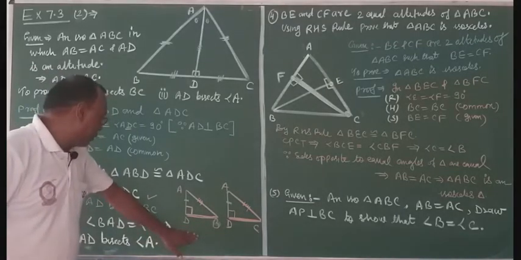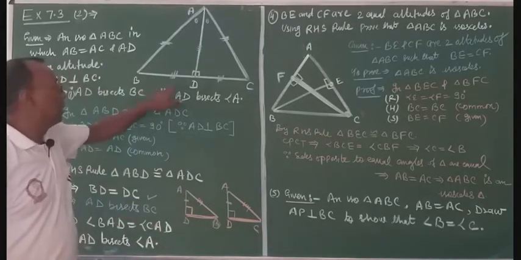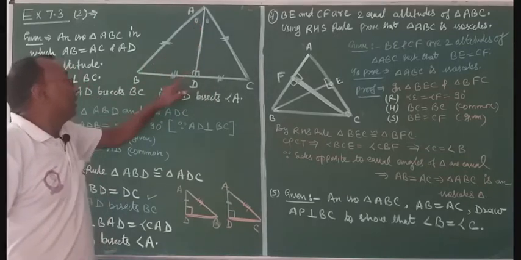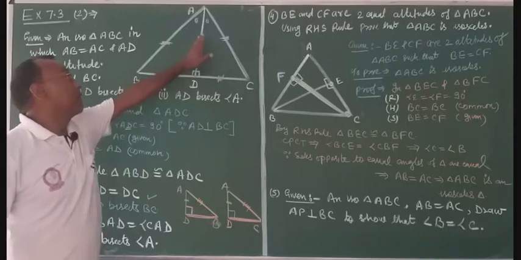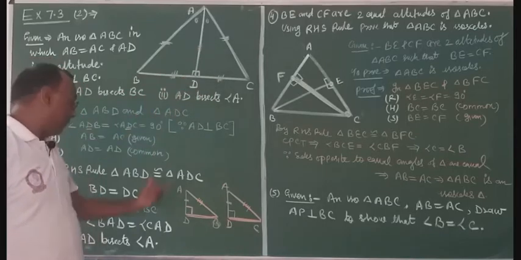BD is equal to DC. It means these 2 parts are equal. It means who is responsible for this? This side AD. That is, AD bisects BC.